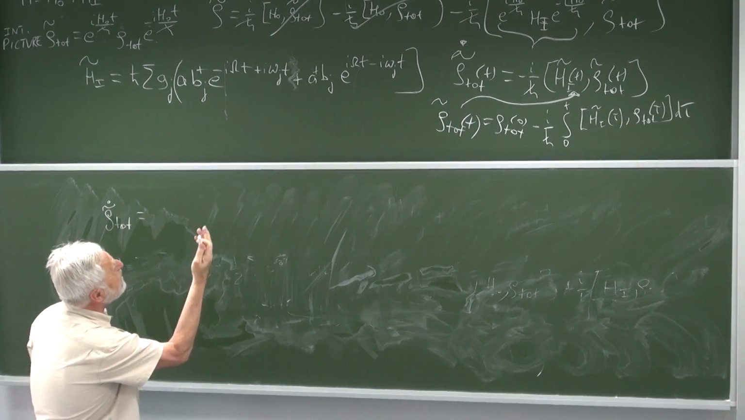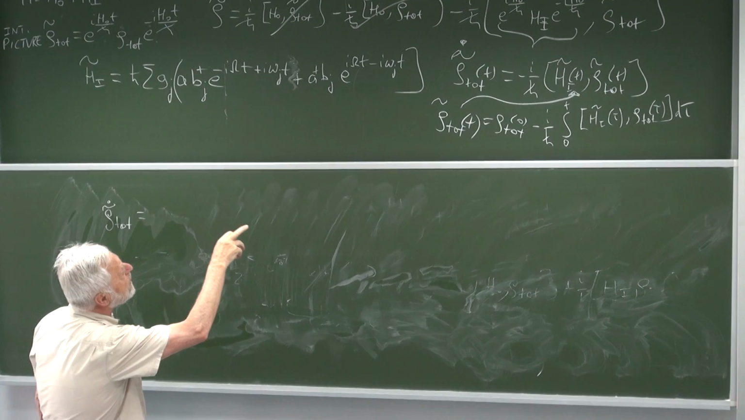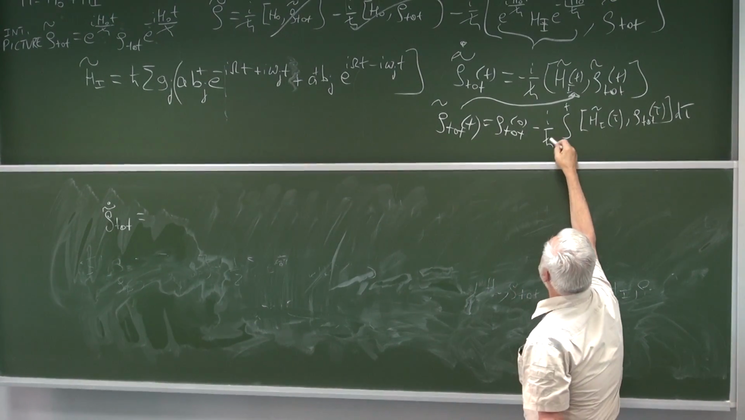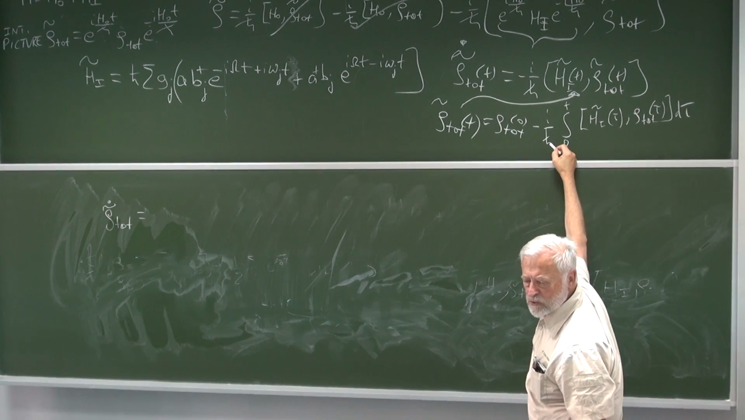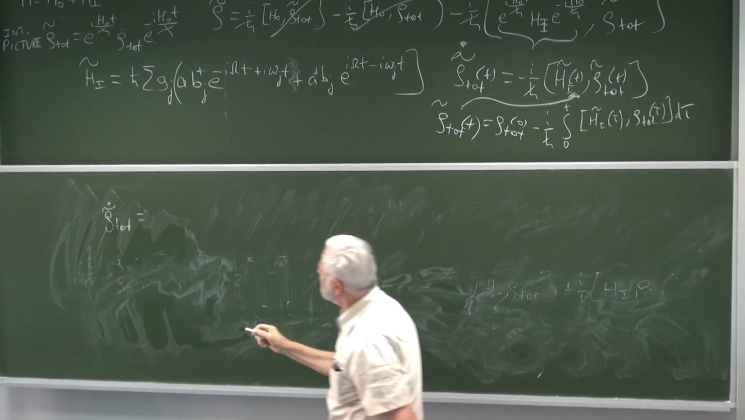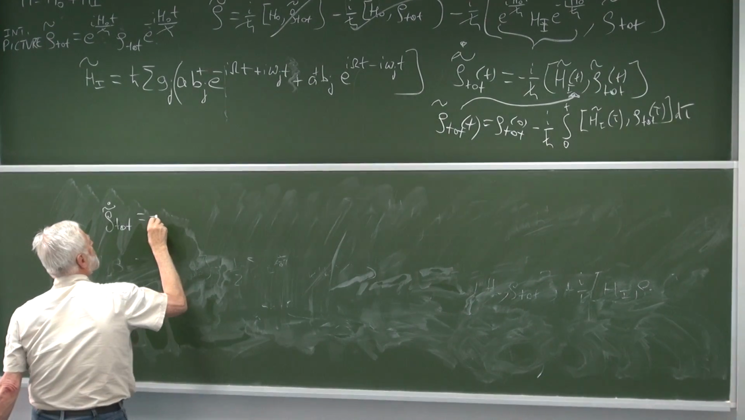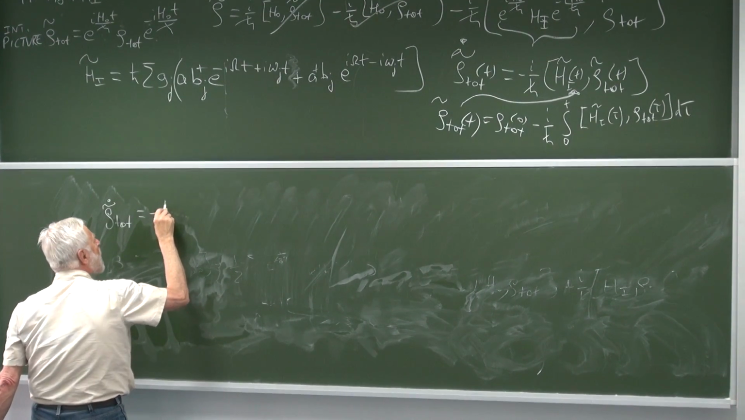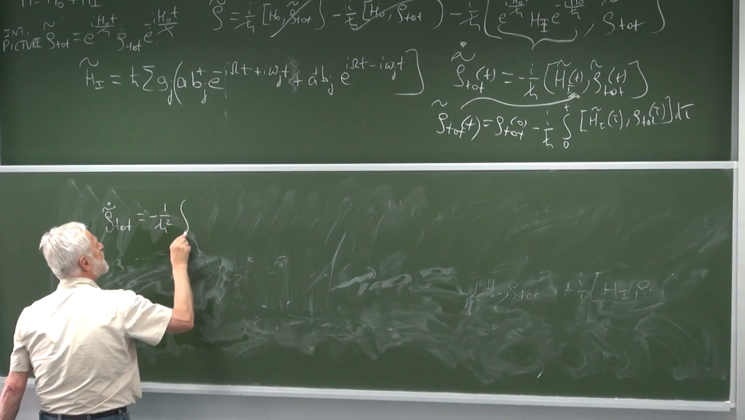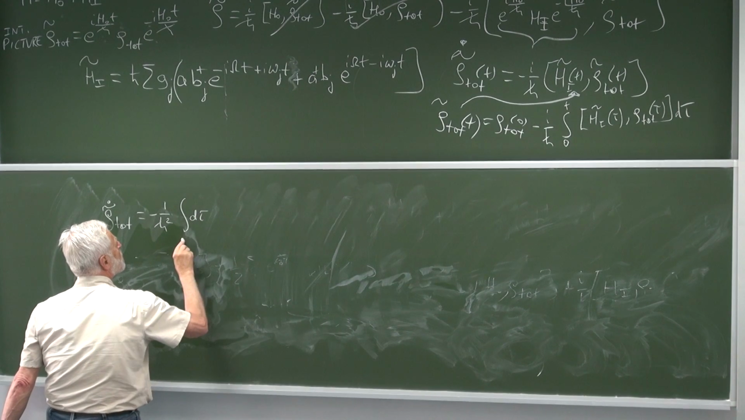So I have to take my equation and plug in the first correction from this fellow, yes? So I have minus 1 over h bar squared, integration with respect to tau from 0 to t.